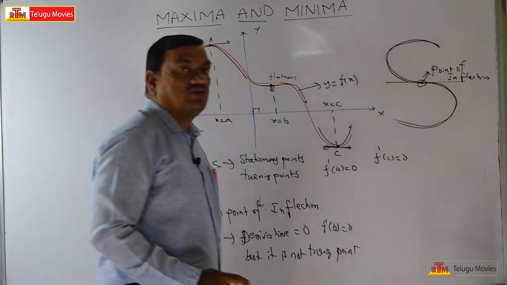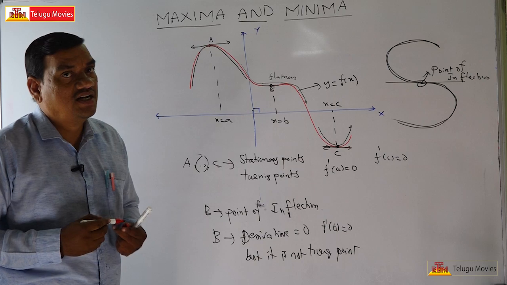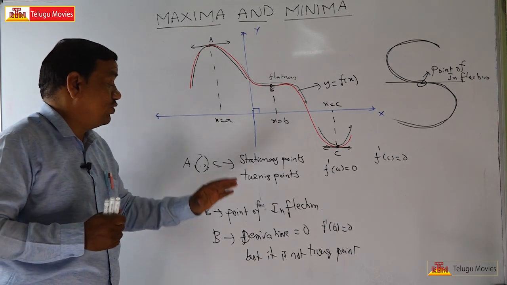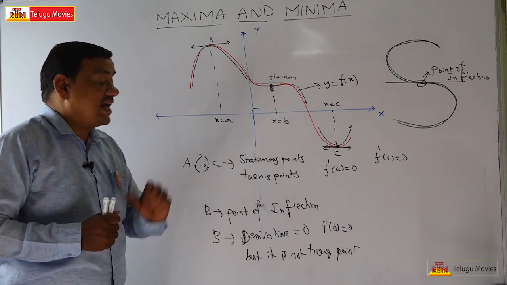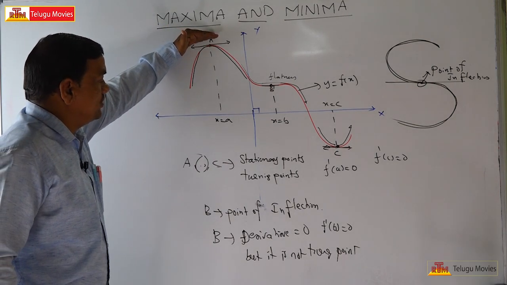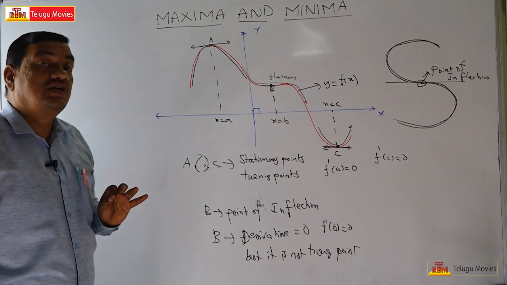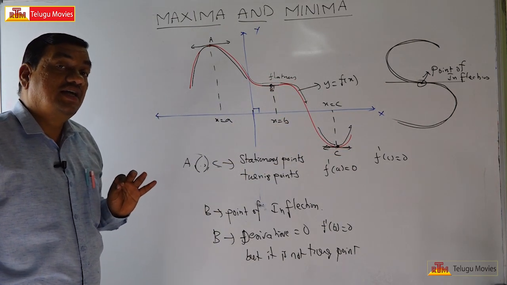Point of inflection means what? It is a point where the derivative is equal to 0, but it is not a turning point. Okay, now, right. So these are called stationary points. These two are stationary points, but here the derivative of that function is 0, but that is not a turning point.